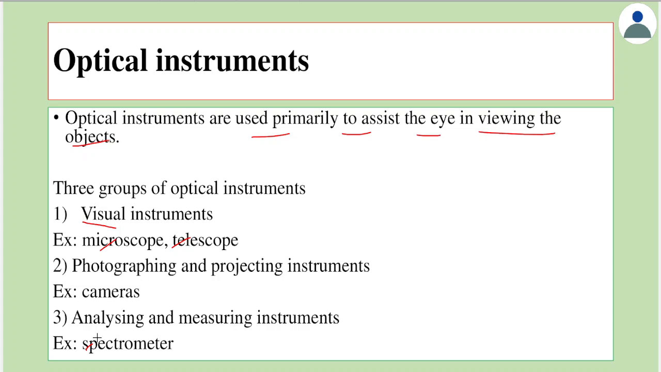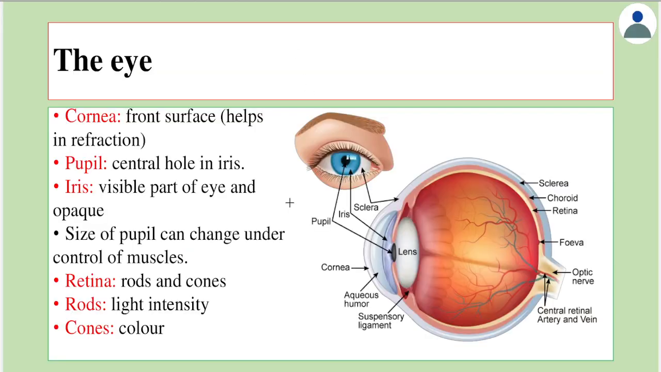Of all the optical instruments, the most important and the natural one is called the human eye. Now, as shown here, this is a diagrammatic representation of the human eye. Here we will study only from the physics point of view, as to how the eye works and what the eye consists of. The first part of the eye is called the cornea, the outer part, which is the front surface.